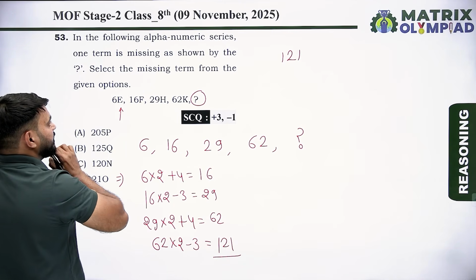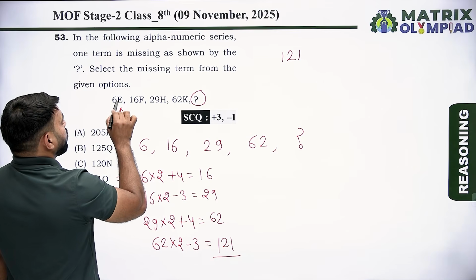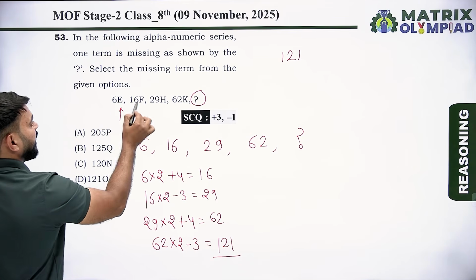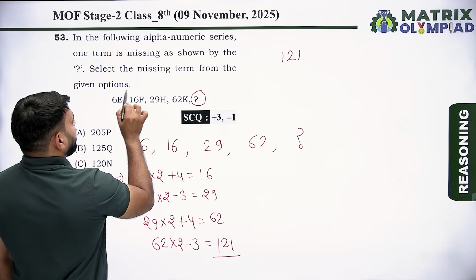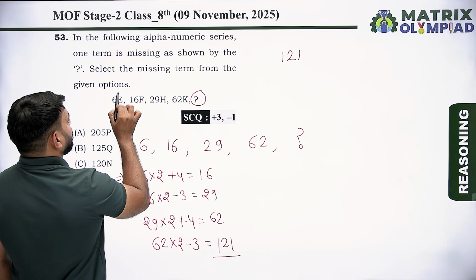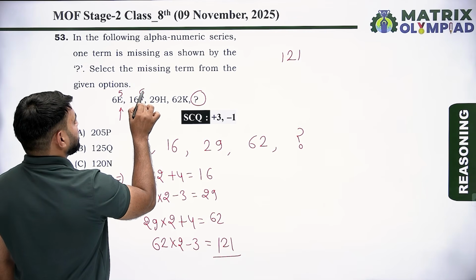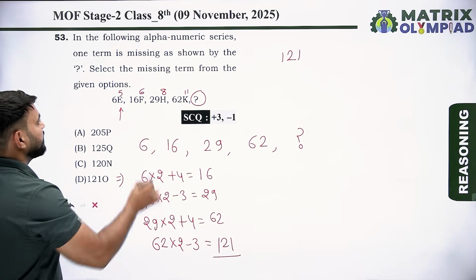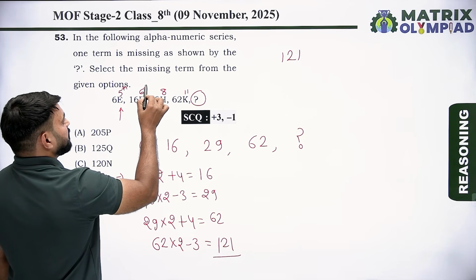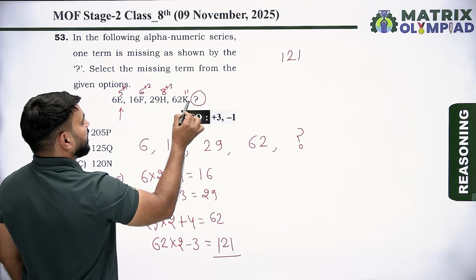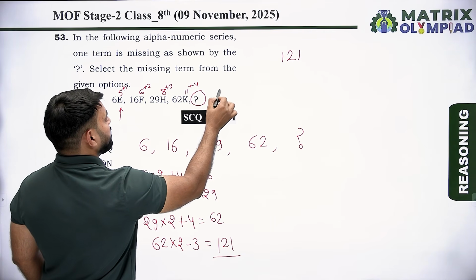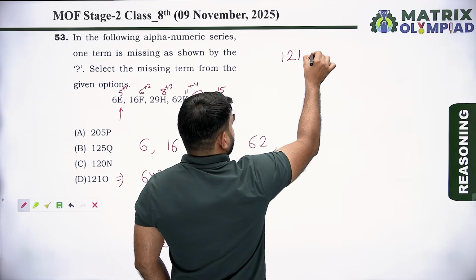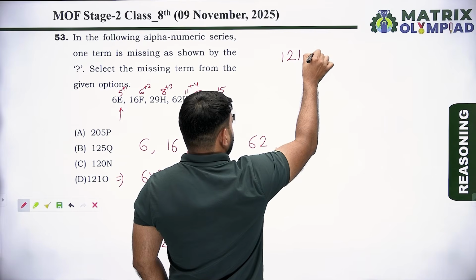Now taking each letter of the given series, the letters are E, F, H, K. The place value of E is 5, the place value of F is 6, the place value of H is 8, and the place value of K is 11. So now the pattern is 5 plus 1 means 6. Now 6 plus 2 means 8. 8 plus 3 means 11. Now 11 plus 4 means 15. So 15 means O. So the missing letter of the given alphanumeric series is O.